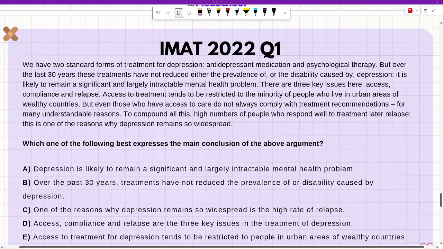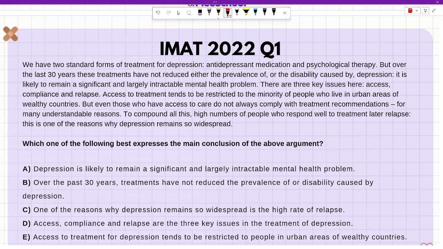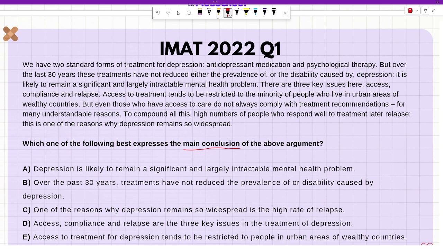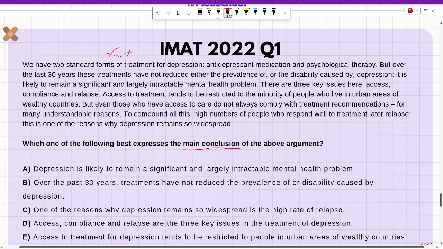Now this is actually an IMAT question from 2022. This is question 1. So you guys can try it here, and then you can click pause again in the video to continue. Okay. First thing we have to do is read the question. Which one of the following best expresses the main conclusion? Okay, we have two standard forms of treatment for depression. Okay, it's a fact. Stating something. He's building a foundation here. One is antidepressant medication and the other psychological therapy.